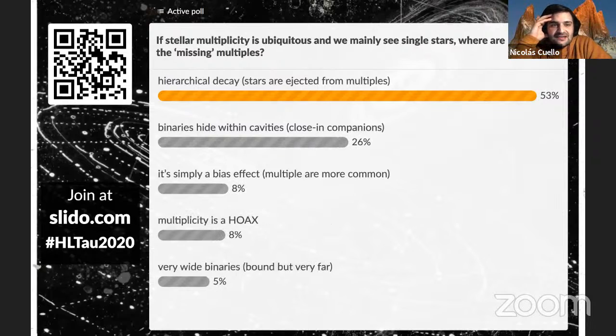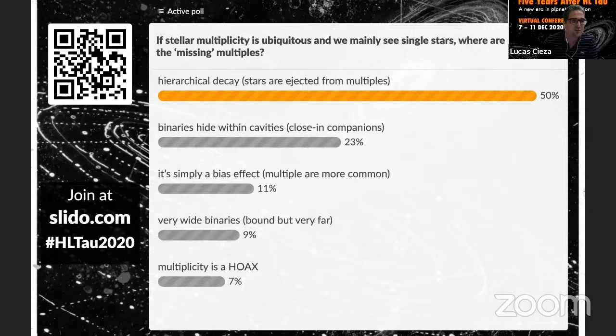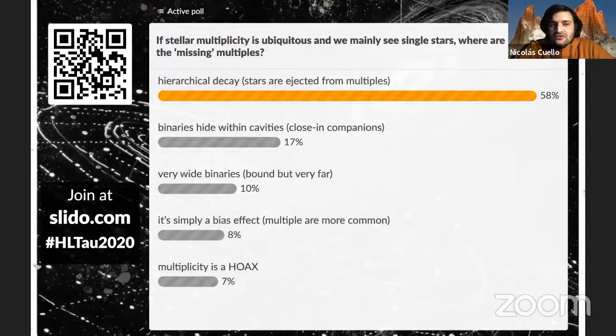Well, it seems like hierarchical decay is the most likely answer. I'm happy with that answer. Okay, so you agree with that? Yes, I think hierarchical decay is the main source. But again, as I emphasized, some of the single stars we're seeing were part of multiple stellar systems before. And that might explain some of the anomalies we're seeing when we compare to single stellar systems. So yes, I totally agree with it. But I also think that there are some hidden binaries that we cannot see that remain under the radar. So I think these two are, in my opinion, the right answers to this question.